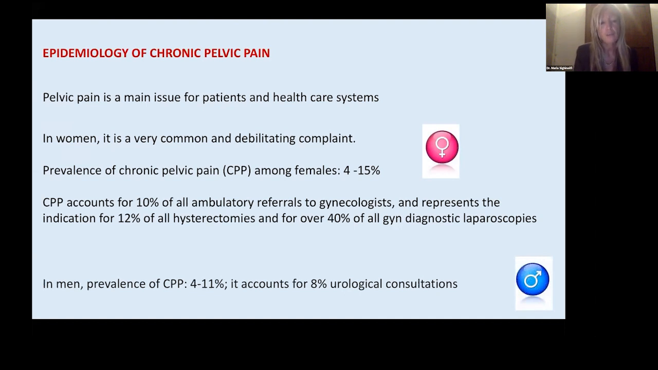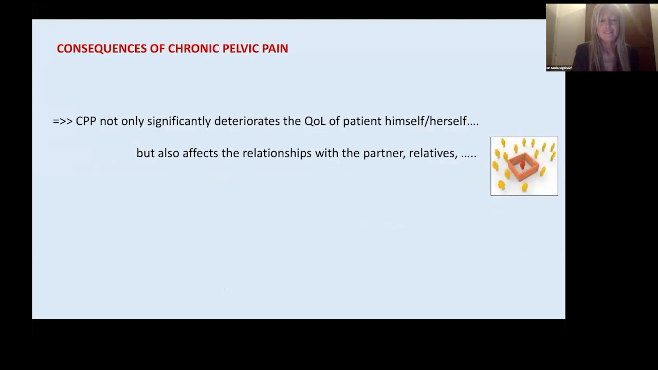prevalence of chronic pelvic pain is ranging from 4 to 11%, and it accounts for 8% of urological consultation. And this pain, the chronic pelvic pain, is not only significantly deteriorating the quality of life of the patients, but also is affecting the relationships with the partners, colleagues, relatives.